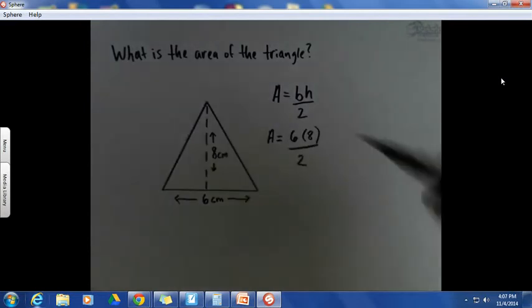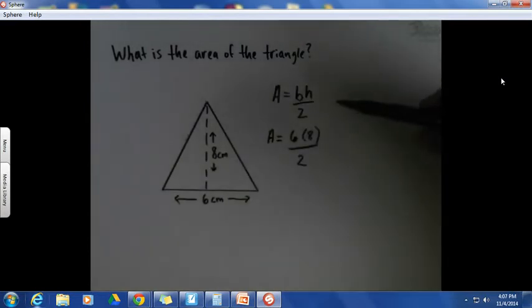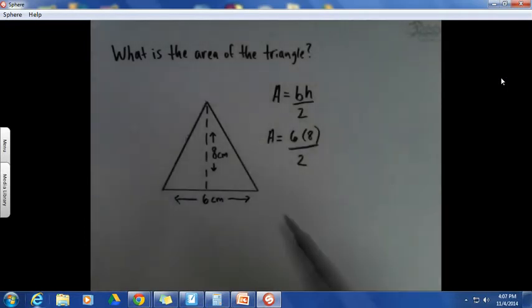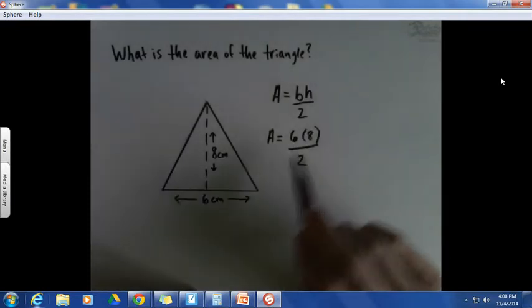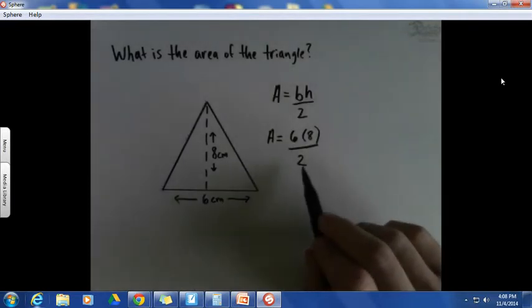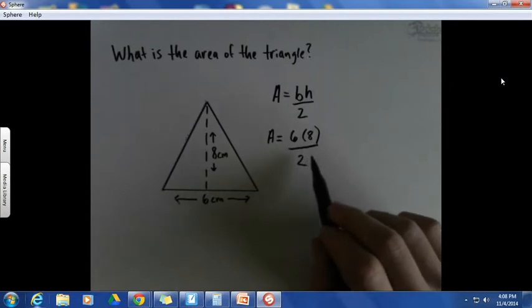Remember, the reason why the formula for area of a triangle is over 2 or multiplied by 1/2 is because the area of a triangle is exactly 1/2 the area of a square or a rectangle. So that's why we want to cut it in half or divide it by 2. Alright, so here we have 6 times 8 over 2. And we're going to get back into knowing our order of operations.